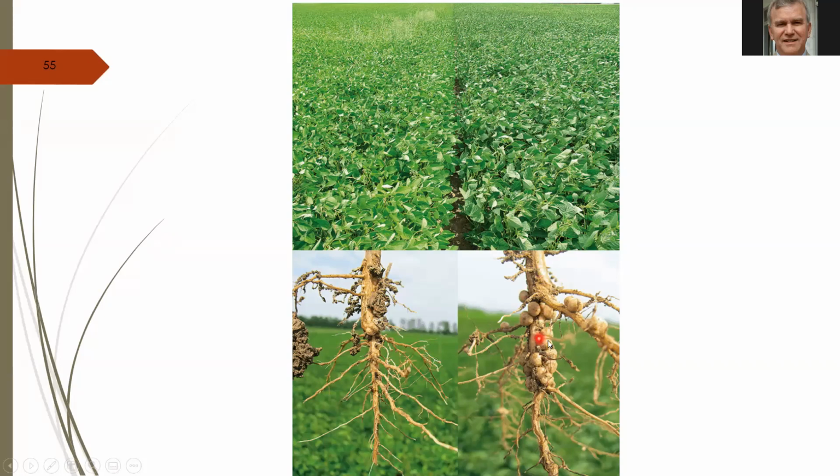On the right-hand side, these soybean roots are well nodulated, very large nodules, a very large population of rhizobia bacteria. On the left, virtually no nodulization. These fields need to be inoculated with rhizobia bacteria.